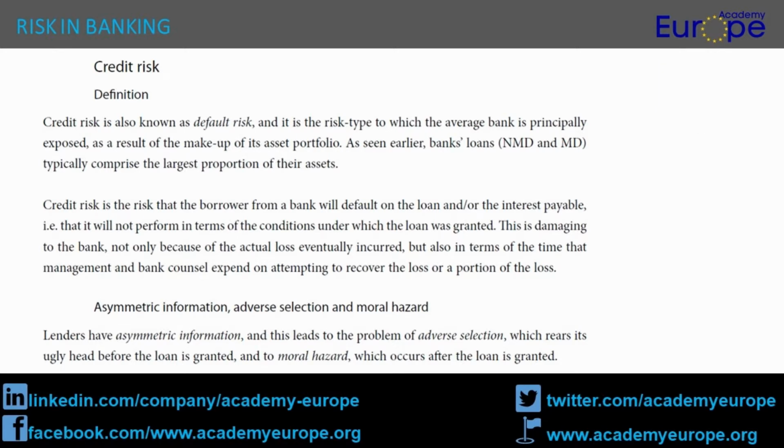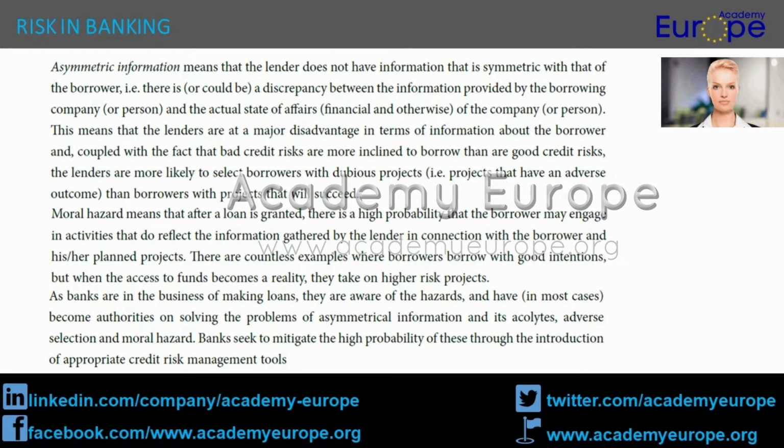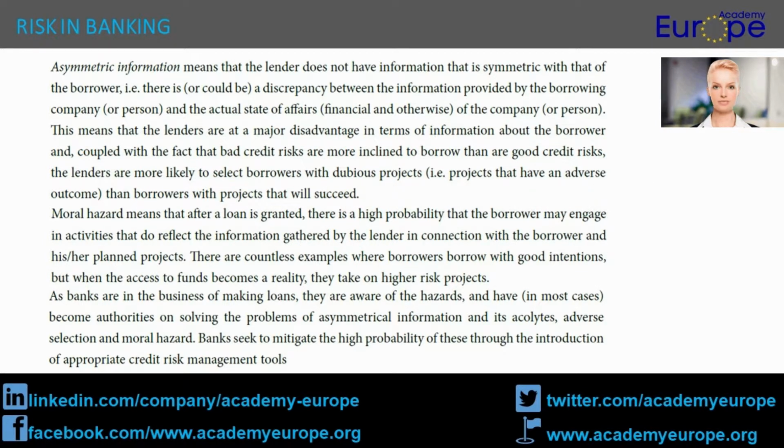Asymmetric information, adverse selection, and moral hazard. Lenders have asymmetric information, and this leads to the problem of adverse selection, which rears its ugly head before the loan is granted, and to moral hazard, which occurs after the loan is granted. Asymmetric information means that the lender does not have information that is symmetric with that of the borrower, i.e. there is, or could be, a discrepancy between the information provided by the borrowing company, or person, and the actual state of affairs, financial and otherwise, of the company, or person.